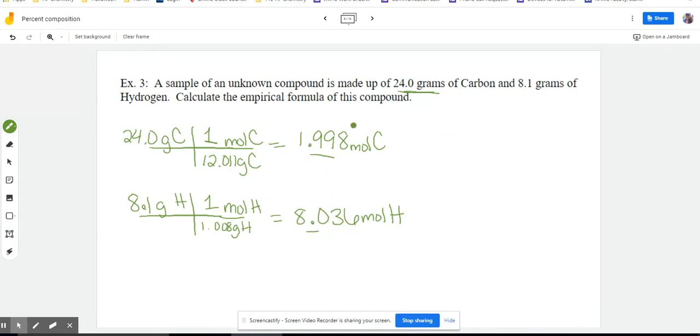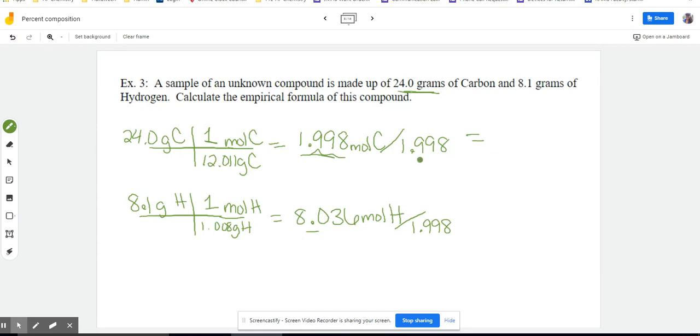Now that we have both of these things in moles, we're going to go ahead and divide by the smallest. So the smallest of the two is this 1.998. So we're going to divide both of these values by that 1.998 because we want to form that ratio. We want to compare it to the smallest number because one of them has to be a 1. And then the rest of it, we're going to go from there.